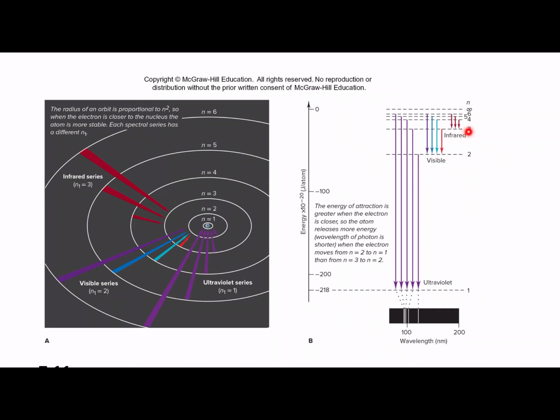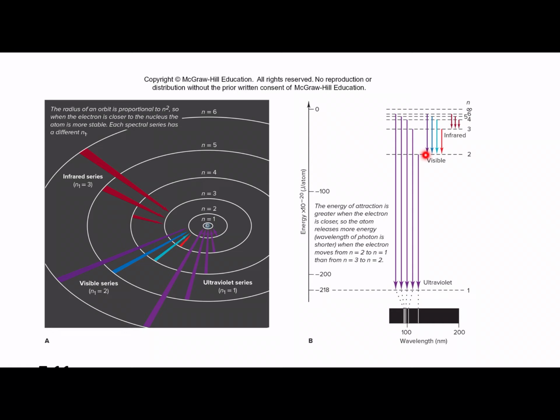When it comes from n equals 3 to 2, that appears in the red region of the electromagnetic spectrum. Then it can come from 4 to 2, that is blue, and from 5 to 2, that is also blue. Then from 6 to 2, that is again in the visible region, in the violet region. So for the hydrogen line spectrum, we would be able to see 4 colors.